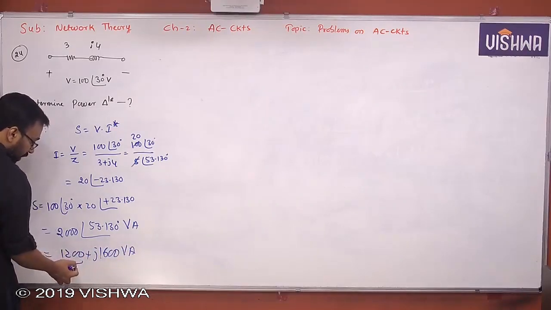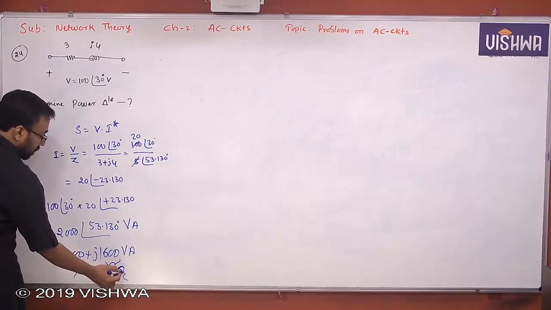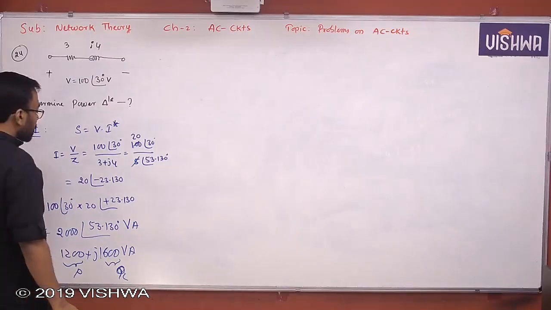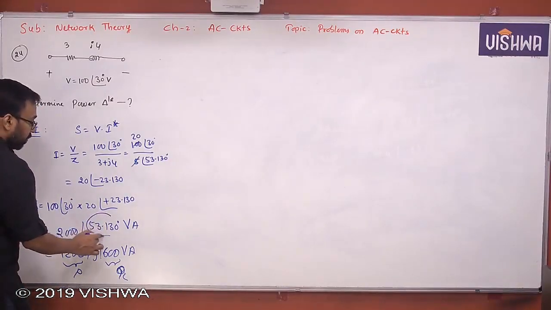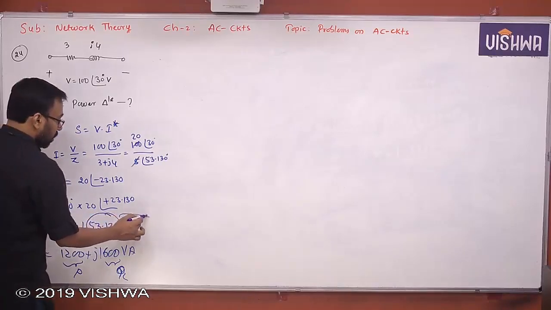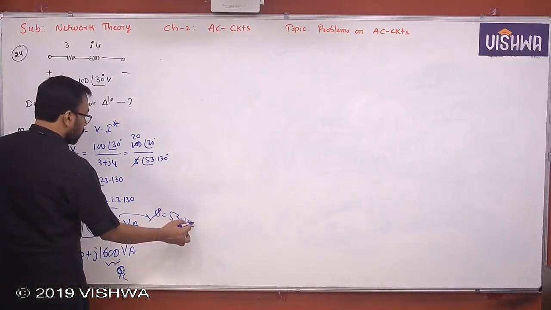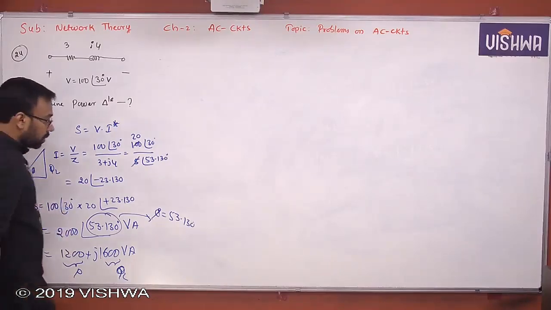This is nothing but the active power, and this is the reactive power. This is P, this is QL, I can say, because it is an inductive reactive power. Yes or no? So what is the angle difference between the voltage and current? This is the phase angle difference between voltage and current, so phi can be written as 53.130. So this is the power triangle: this is P, this is QL, this is S, this is angle phi. All the values are known here.